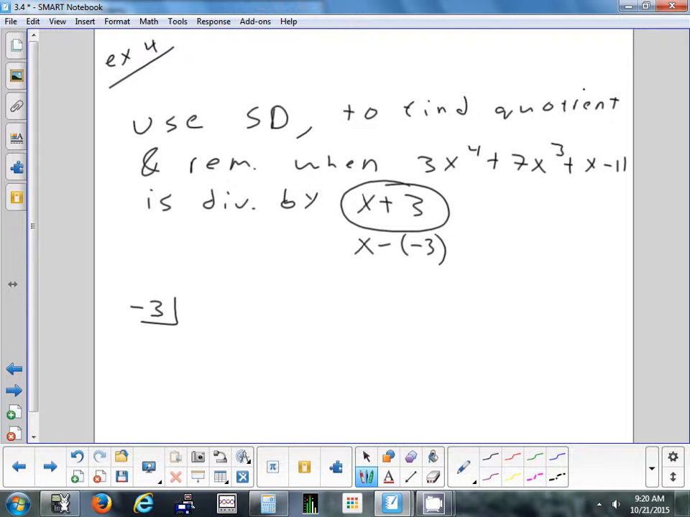Okay, and what will my coefficients be here? 3, 7, 0, 1, negative. Good, so you caught the 0. You're missing the squared term. 3, 7, 0, 1, negative 11.